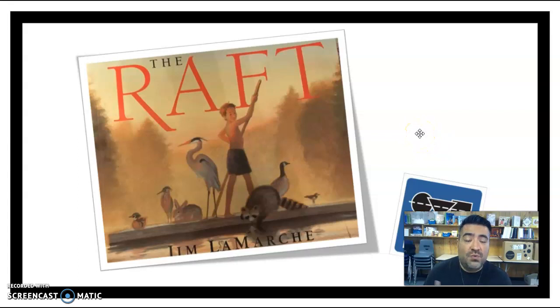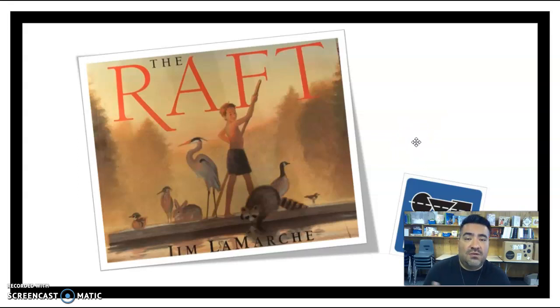So we're talking about the characters and how, over time, he's changing his attitude because he finds this raft and the animals are drawn to it. So now we started with literature, we started with character analysis, and we're looking at the big idea, but now we're writing about our own adventures.